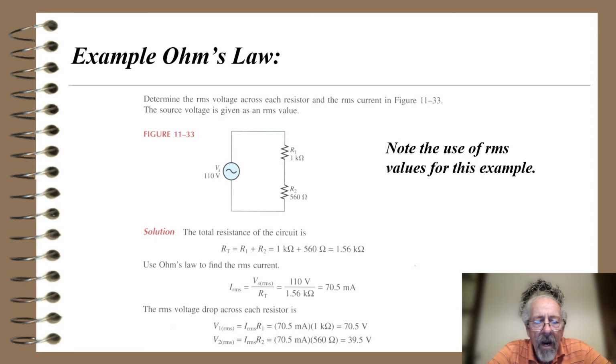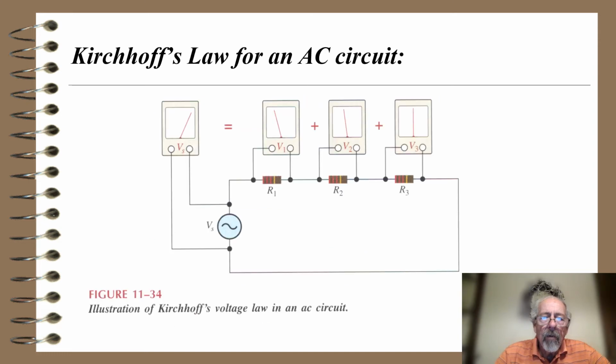To find the RMS current, we divide the RMS voltage, 110, by 1.56 k ohms and get 70.5 milliamps, which would be an RMS value. If we want to find the voltage across each resistor, we use Ohm's law to multiply that resistance by the RMS current, and we get 70.5 volts across R1 and 39.5 volts across R2, which add up to 110 volts, the applied voltage. What about Kirchhoff's law for an AC circuit?